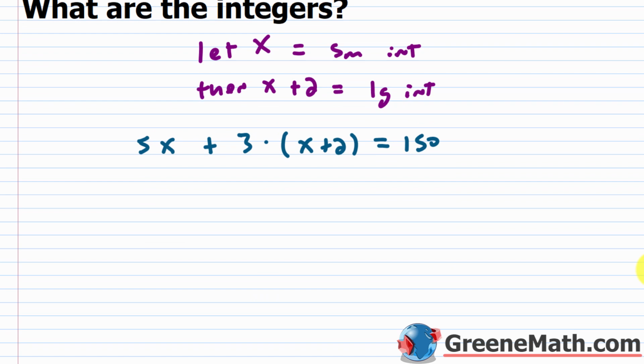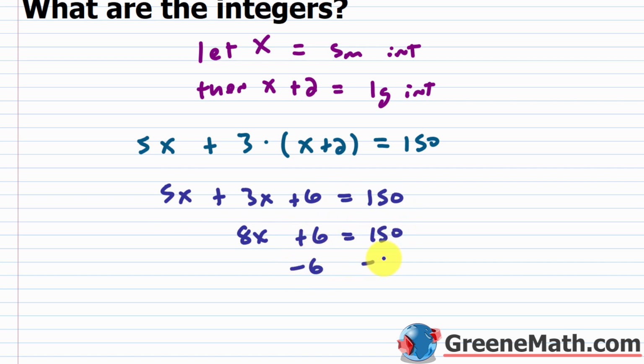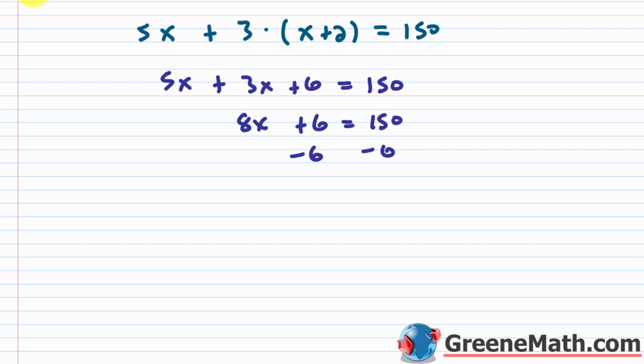Let's slide down here real quick and see what we have. So this is 5x plus 3x plus 6 equals 150. So then 5x plus 3x is 8x plus 6 equals 150. Let's subtract 6 away from each side of the equation. And so this right here is going to cancel. We'll have 8x is equal to 150 minus 6, which is 144.